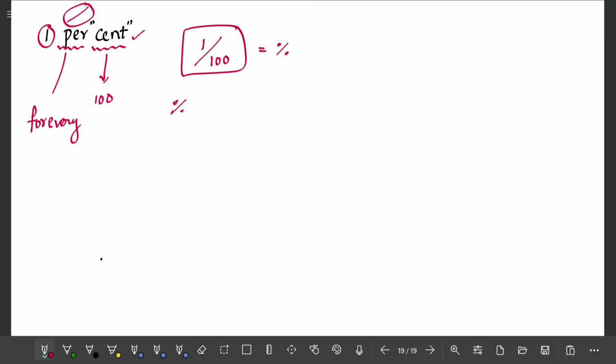So percentage is basically nothing but a numerical value, 1 by 100. Clear? And now let us go to the conversion part. Let us try to convert a fraction to a percent and a percent to a fraction. Clear?